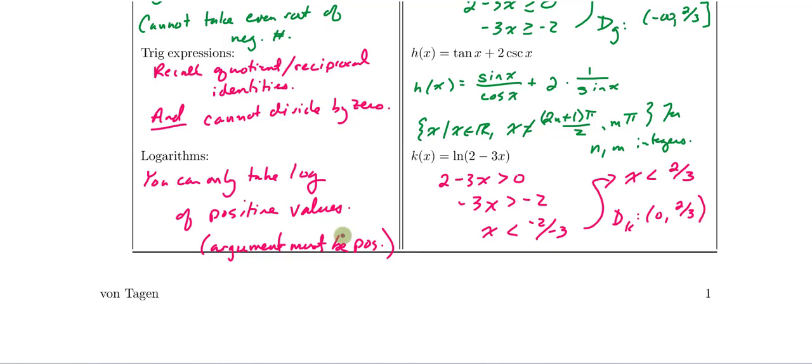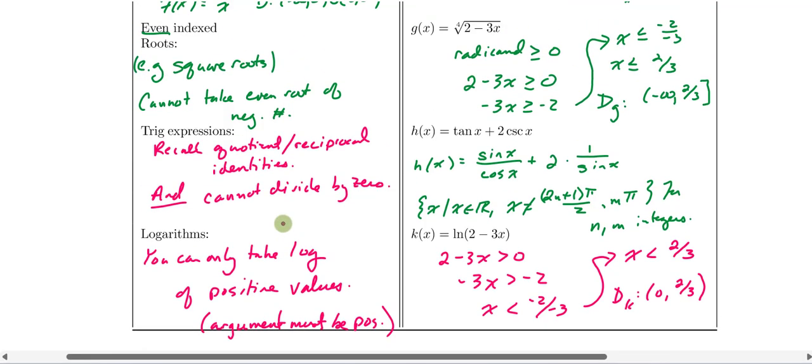So our domain here for this last function is going to be from 0 to 2/3 with a soft bracket here, because we can only take the log of positive values. Notice you cannot take the log of 0. So something slightly different here.